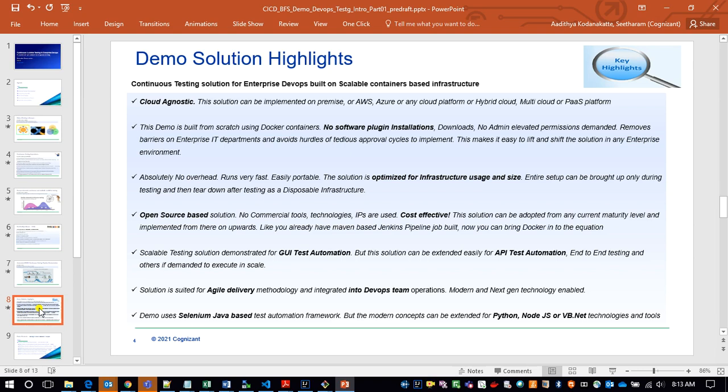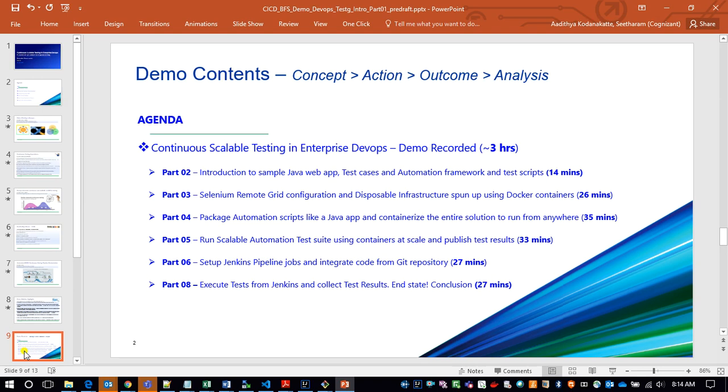It integrates very well with it. Okay, so that's what I wanted to say. And this demo is a Selenium and Java based test automation framework, but it can also be refactored or modularized and adapted for Python, Node.js, or Microsoft VB .NET framework built technologies in a similar way. Okay, so that was an important topic that we discussed on the demo solution highlights.